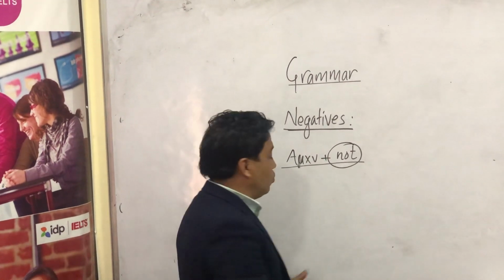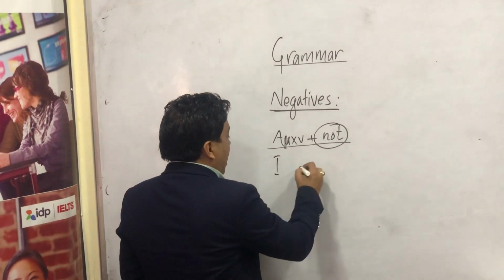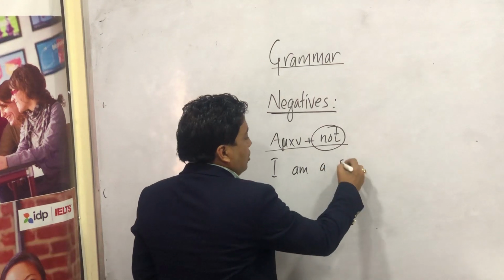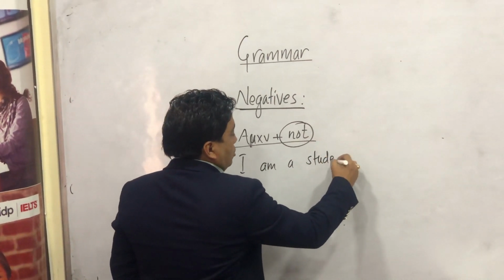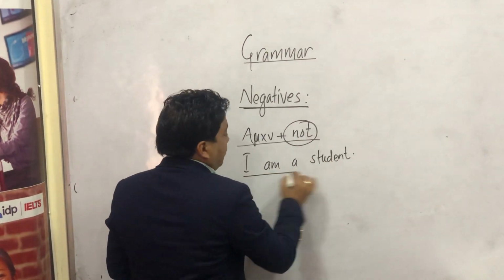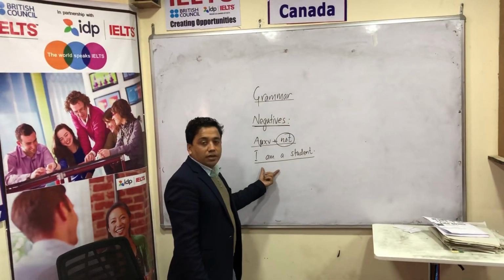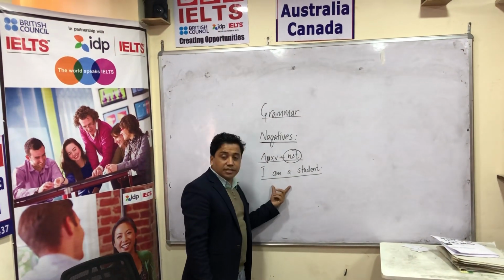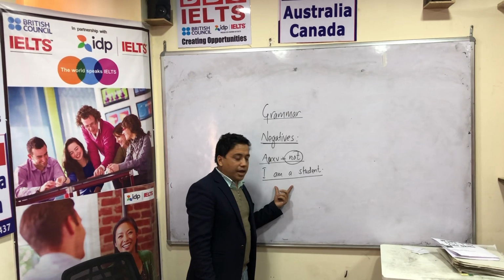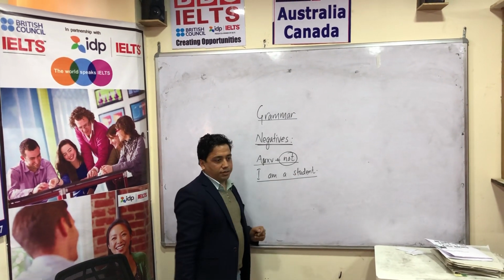Let me give you one example. I am a student, right? So this is a very simple sentence. Can you read the sentence, everybody? Yes. I am a student.